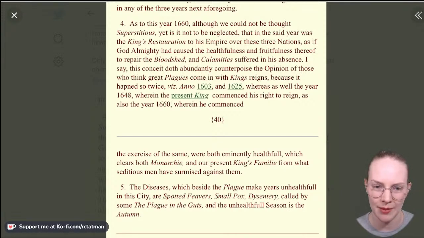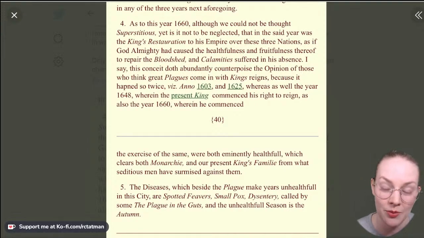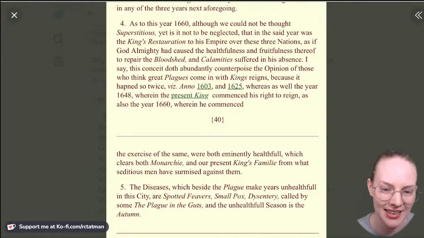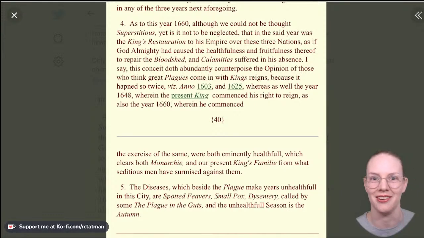To repair the bloodshed and calamity suffered in his absence, I say this conceit doth abundantly counterpose the opinion of those who think great plagues come in with kings' reigns, because it has happened so twice in 1603 and 1625, whereas as well the year 1648, wherein the present king commenced his right to reign, as also the year 1660, wherein he commenced the exercise of the same, were both eminently healthful, which clears both the monarchy and our present king's family from which seditious men have surmised against them. The diseases which beside the plague make years unhealthful in the city are spotted fevers, smallpox, dysentery, called by some the plague in the guts, and the unhealthful season is autumn.